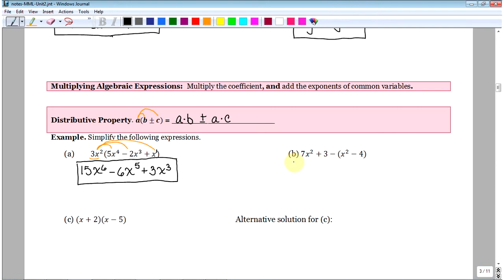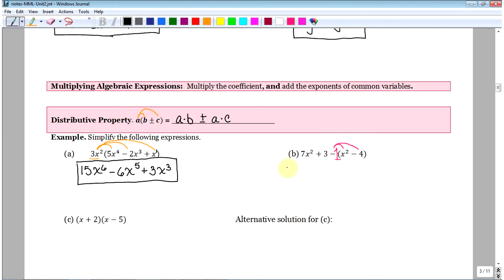Okay, moving on to example B. For this one, at first glance it may not look like something where you have to use the distributive property, but we actually do. We have a negative outside of our parentheses. So since there's no number written here, remember that there's an understood 1. So we're actually multiplying -1 by everything inside of our parentheses here.